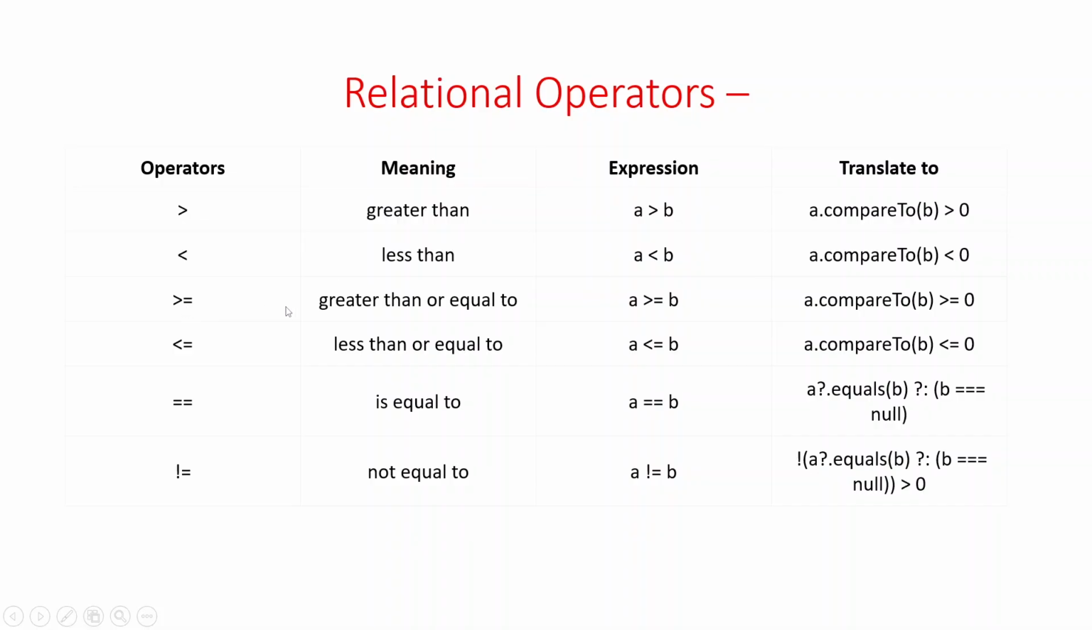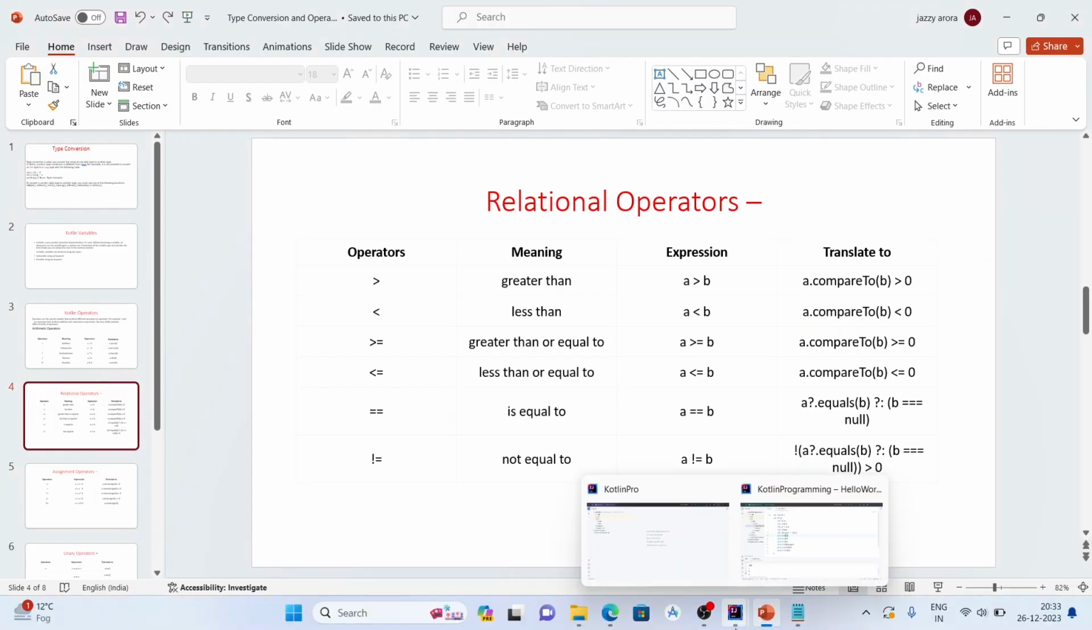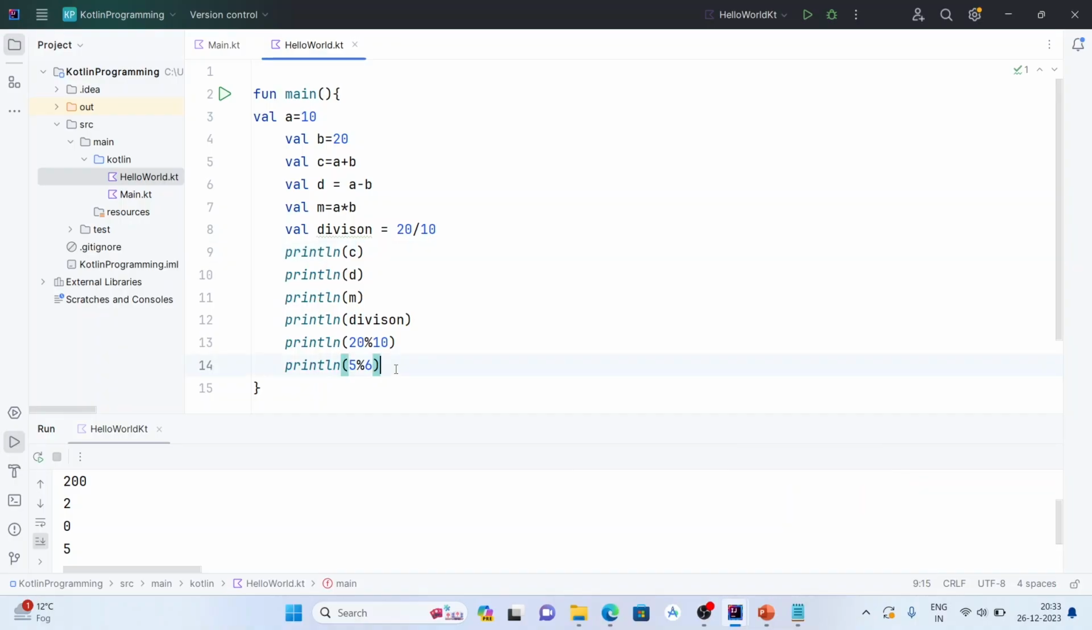Next one is greater than or equal to, which translates to a dot compareTo b greater than or equal to 0. Next one is less than or equal to. a less than or equal to b translates to a dot compareTo b less than or equal to 0. Next one is equal to. a equal to b translates to a not equal to null and a dot equals b. Similarly, not equal to is translated to this. Let's do one practical to know about this in detail. Let's open IntelliJ IDEA. Let's create.